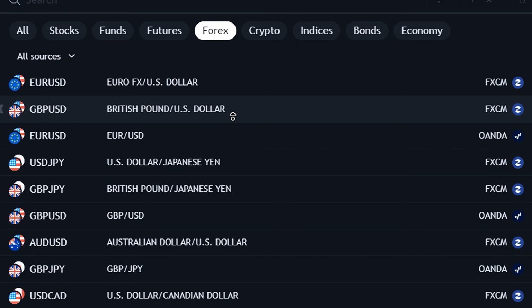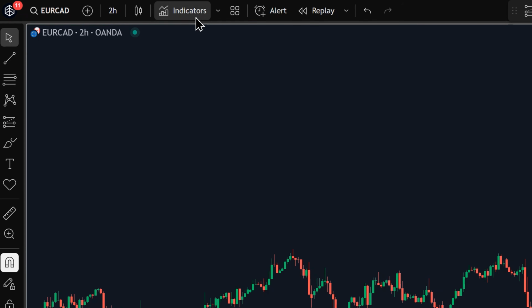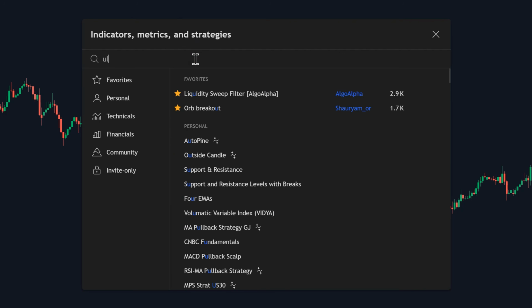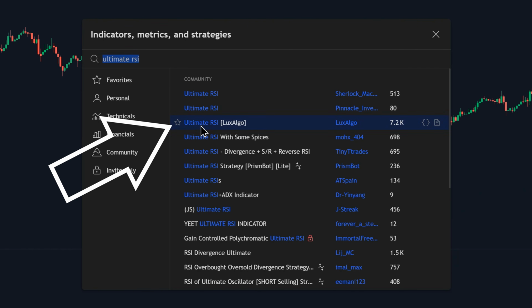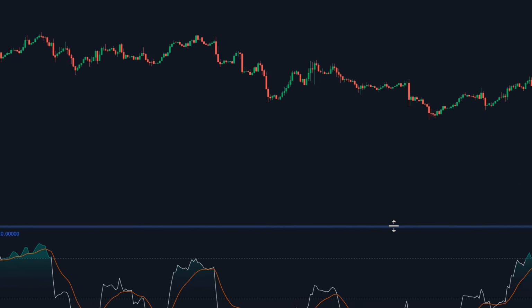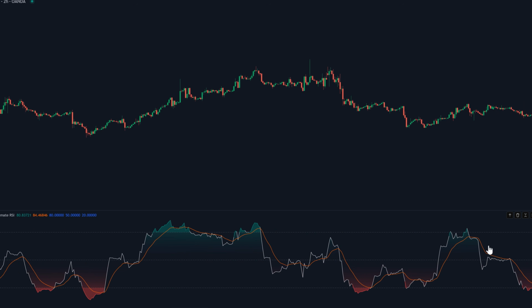Next, you want to load up your favorite chart, could be any time frame or any security, and then click on Indicator. In the search bar, type in Ultimate RSI. It's going to be this one by LuxAlgo. Go ahead and click that to add it to your chart. Ladies and gentlemen, this is the all-powerful Ultimate RSI by LuxAlgo.